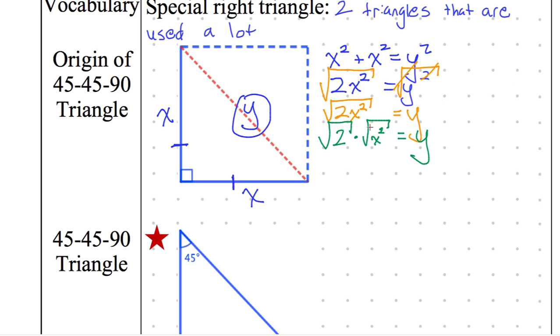This square and this square root will cancel each other out, but this square root of 2 does not cancel out. It's just left with square root of 2. So this square root, this square cancel each other out. Cross those out in your notes. And I'm left with y.